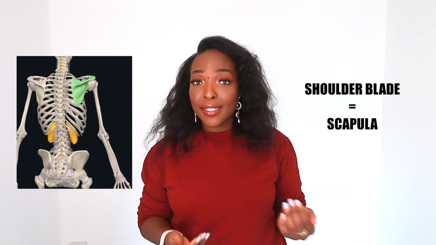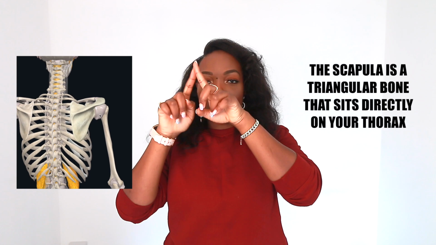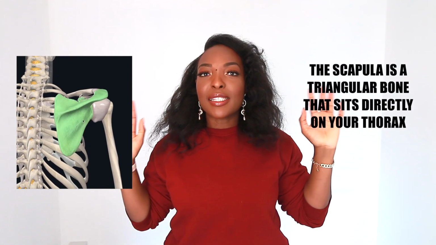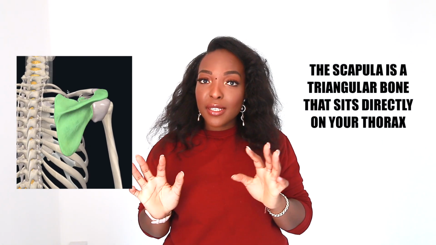So this is pain that you typically find on the shoulder blade or around the shoulder blade. You might hear me say scapula sometimes. The shoulder blade is also known as the scapula. So sometimes this pain can be on the scapula, different points of the scapula. The scapula is a triangular bone that sits directly on your thorax, and it forms a joint with your thorax, which is your upper body, called the scapulothoracic joint. So sometimes you might hear me use these terms interchangeably. It all means the same.